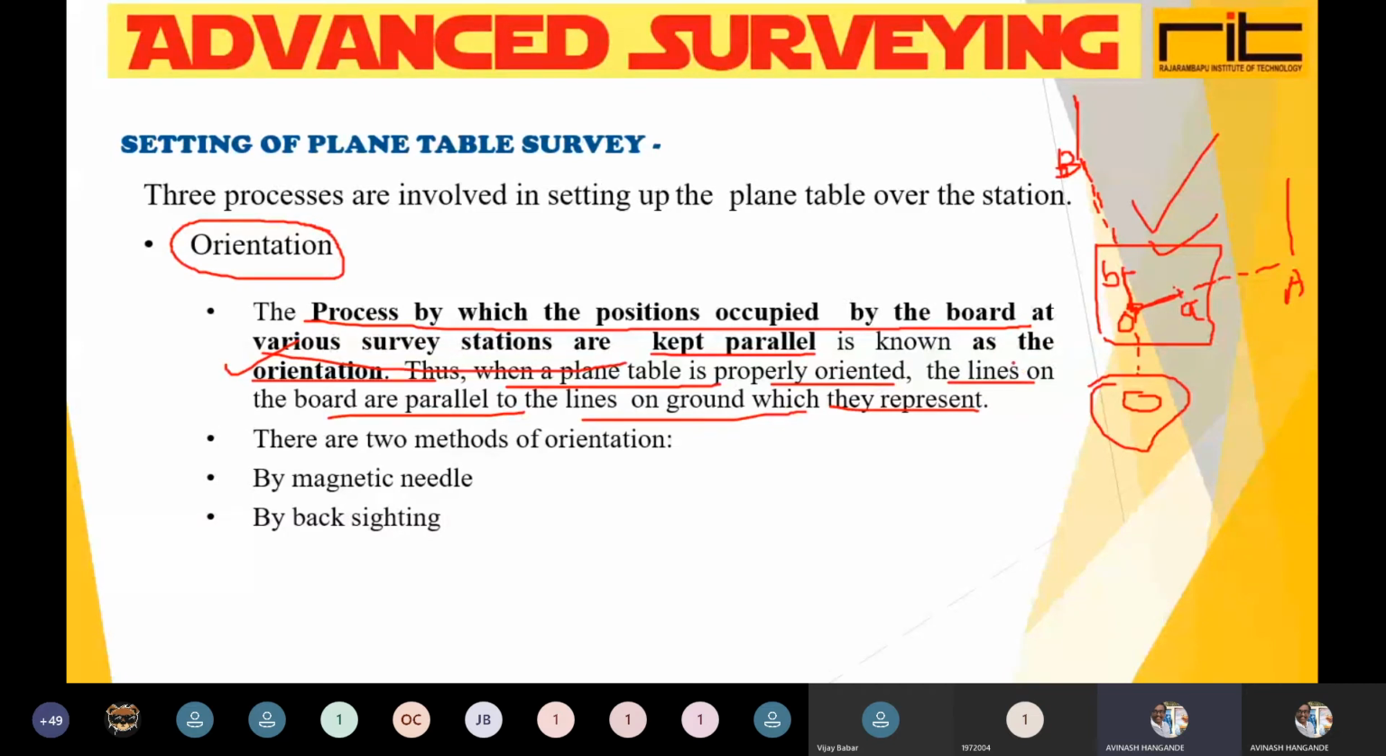I hope everyone understands what is meant by orientation. Give your response. Yes, sir. Okay, that's good. What about the remaining ones? Yes, sir. Okay, Ekdad, Gulbar, Jadhav.